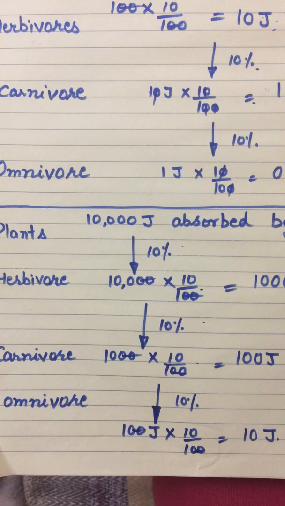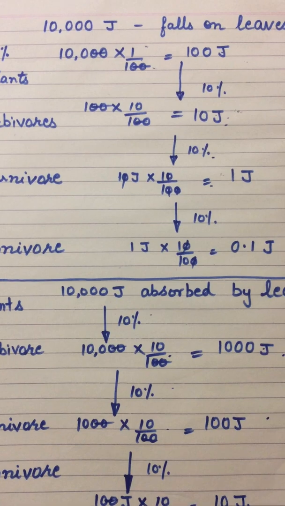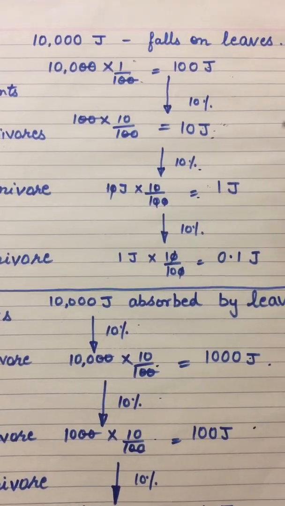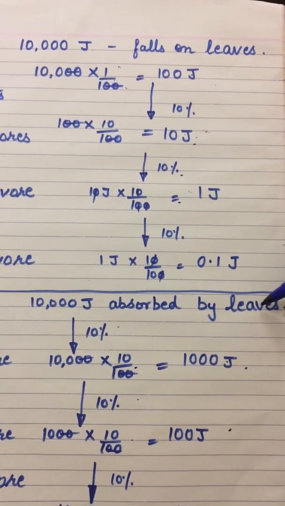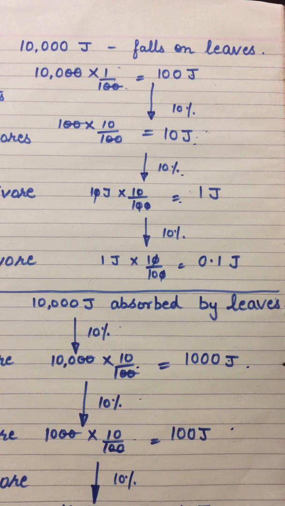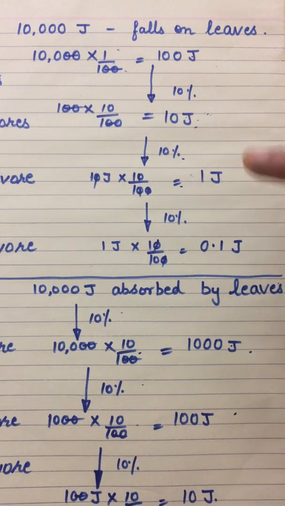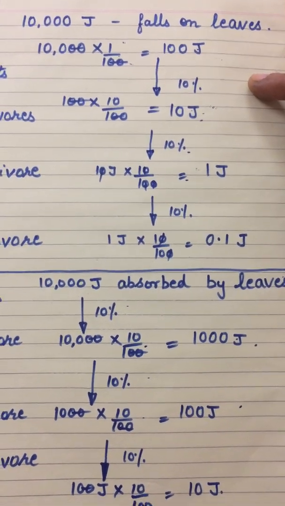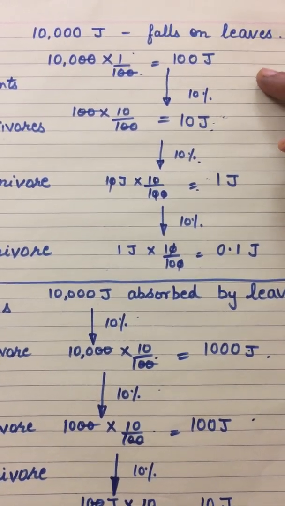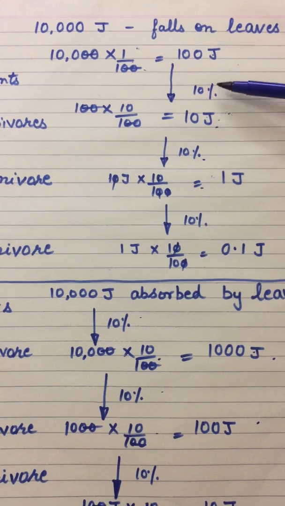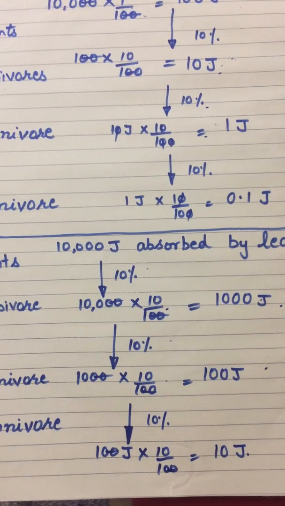So you have to see in the question whether the light energy falls on the surface of the leaf, or whether that energy is absorbed by the leaves. Only 10% of the energy absorbed by the leaves goes to the next level. And if the sun's energy falls on the surface of the leaf, then first 1% is absorbed by the plants and of the balance only 10% goes to the next trophic level. I hope this is clear.